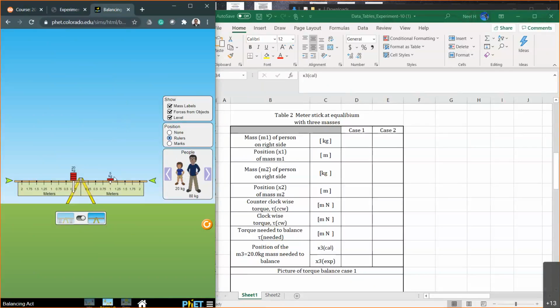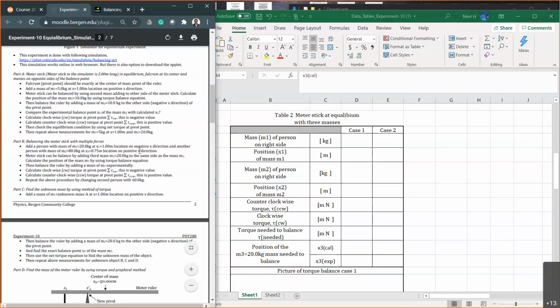Before you bring them in, you may need to get rid of these masses. Click and drag away. That will go away. Or you can click this icon right here, the yellow button with the circle. That will actually reset everything. Let's bring person 20 kilogram, place at 0.5 location on the right, on the left hand side, negative x direction, 1 meter location.